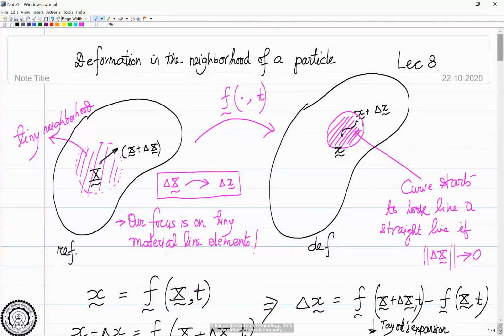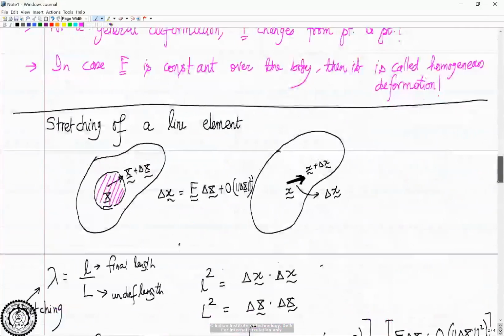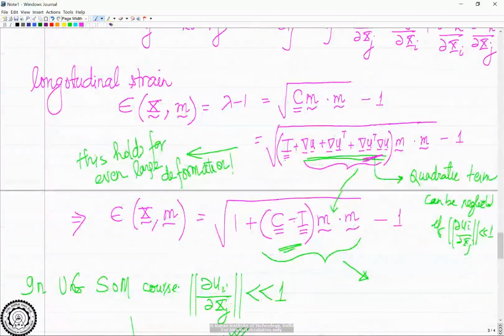Now when you worked out everything in the most general way, the strain came out also containing this quadratic term, isn't it? Yes, sir. So this is the most general formula having no approximation. But in your UG course, you neglected it because you had assumed that displacement gradient is small. And it's not like this assumption is of no use. This assumption is of very vast use.